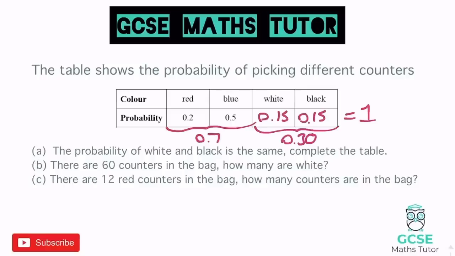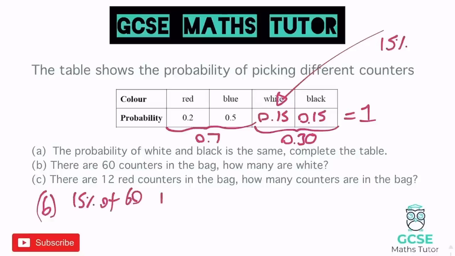Now for part B, it says that there are 60 counters in the bag. How many are white? Now if we look at the probability of white, which is over here, 0.15 is 15%. So really all this is asking us to do is to work out 15% of 60. And we can do that nice and easy. 10% is 6, 5% is half of that, which is 3, and add them both together, and that's 9.